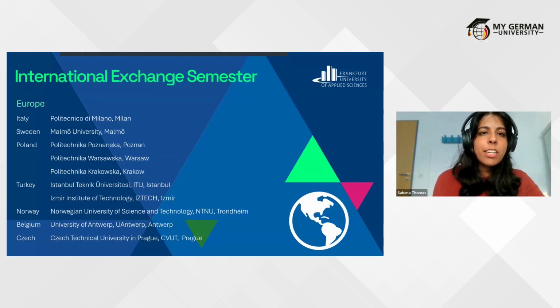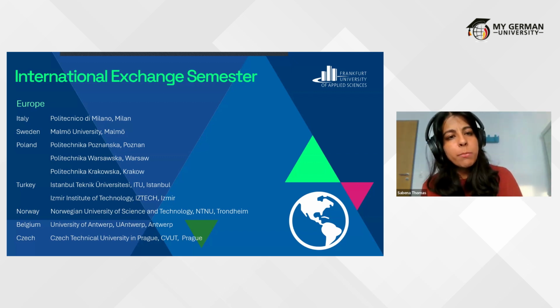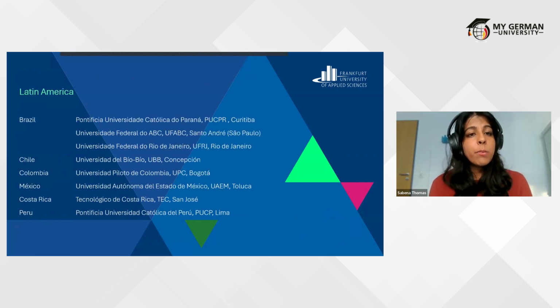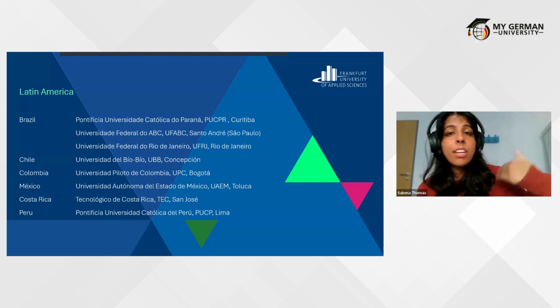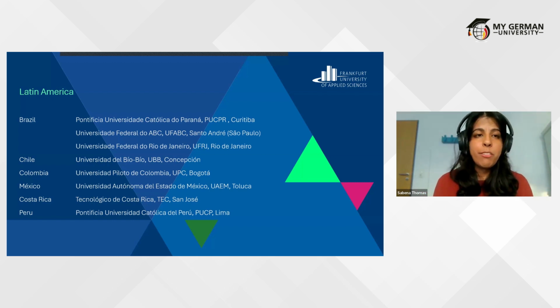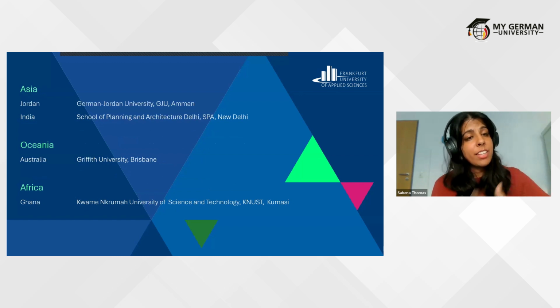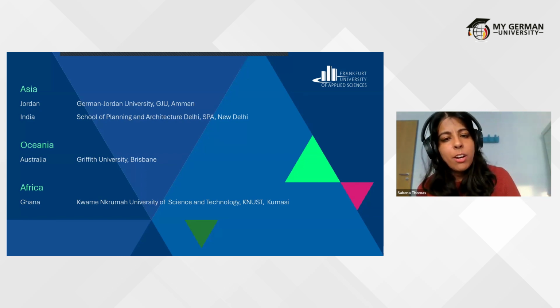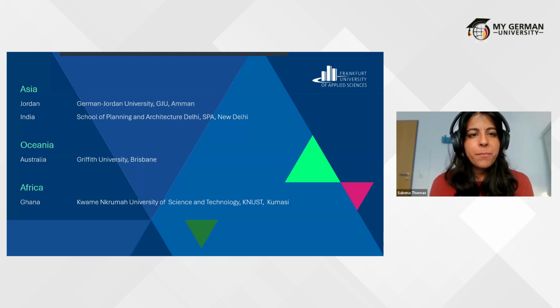Then we have our list of international exchange semester partner universities. So in Europe, we have some partnerships going with universities in Milan, in Malmö, Sweden, in Poland, in Turkey, in Norway, and Belgium and the Czech Republic as well. And then in Latin America, you also have the opportunity to go there in your third semester. You can go to Brazil, in Curitiba, in Rio, also in Chile, in Mexico, Costa Rica, in Peru. So we have a wide variety of courses, and could be very interesting if you want to have perspectives that you've never had before. And in terms of the other part of the world, we have Asia, we have Jordan, we have India, we also have Australia, and we have one partnership university in Africa as well.